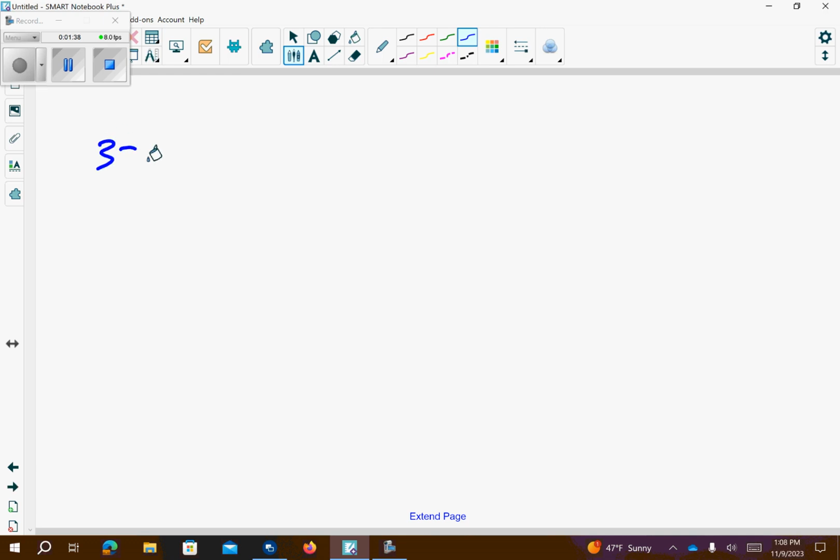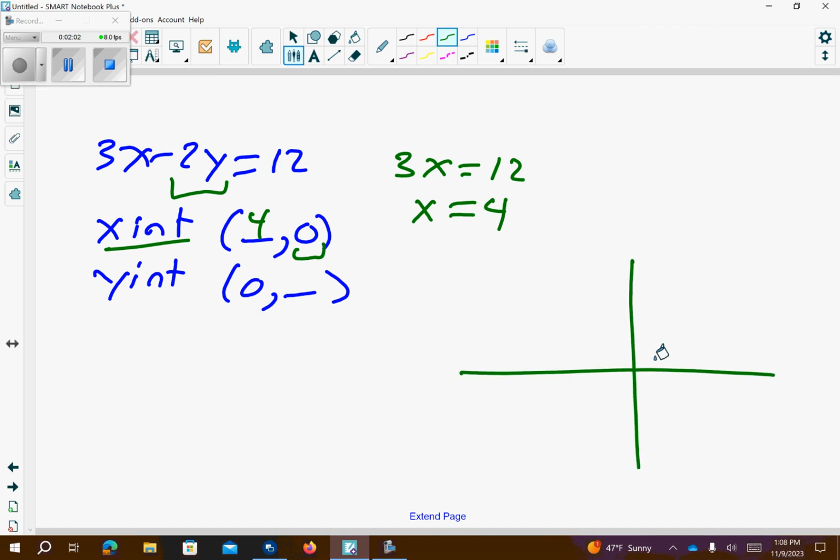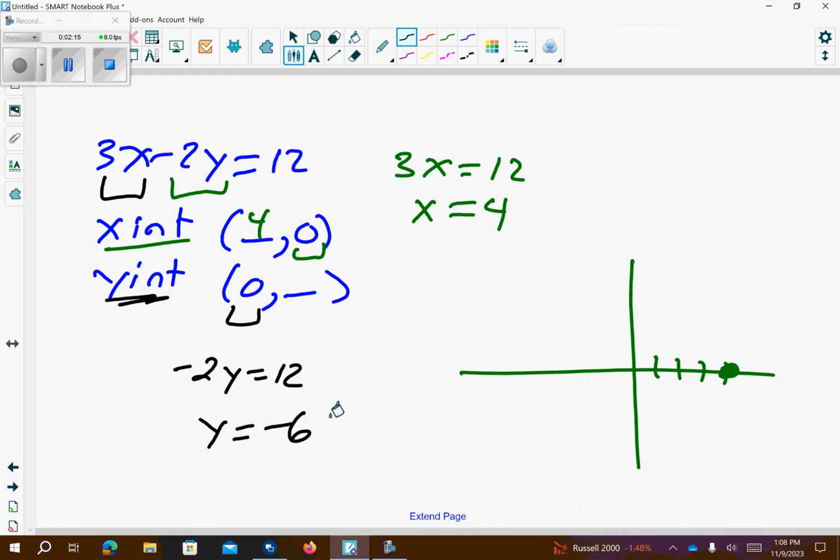Next, we have 3x minus 2y equals 12. So my x-intercept and my y-intercept, this is going to be blank, comma 0 and 0, comma blank. So if I'm going to find my x-intercept, this is a y value. I cover that up, so I get 3x equals 12. Divide both sides by 3, so I get 4. So I'd get 4, comma 0 here. And for my y-intercept, that's an x value, which is -2y equals 12. Divide each side by -2, that's -6.